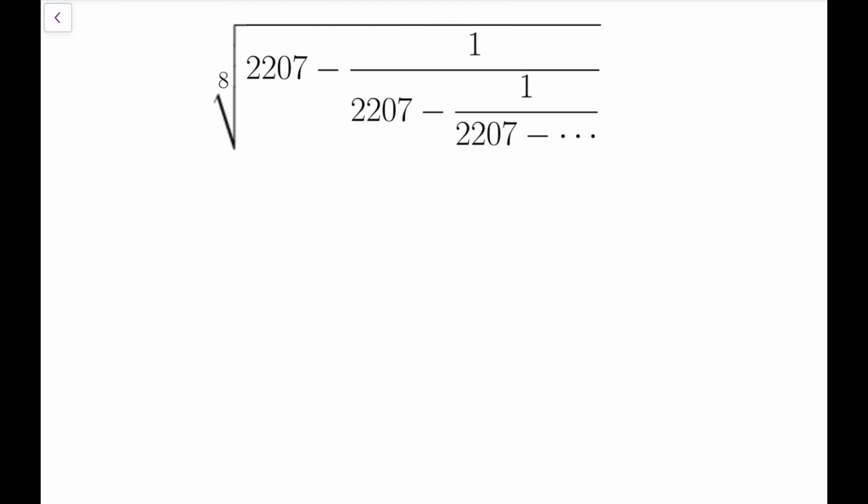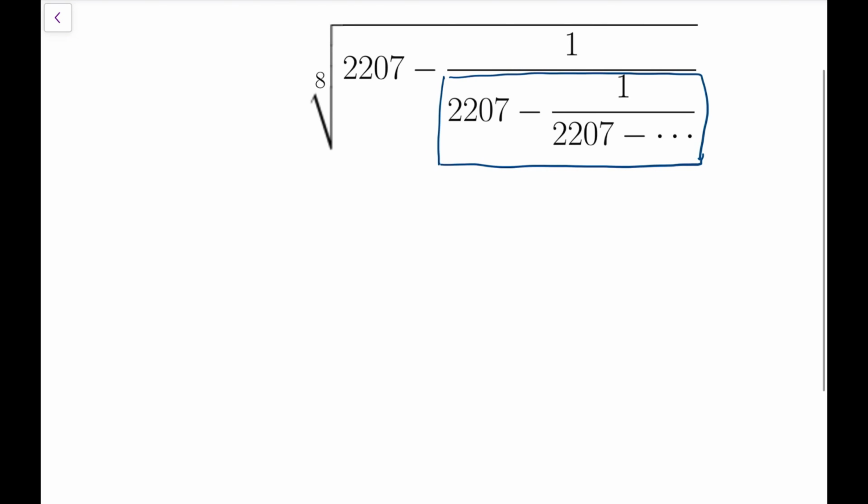This problem involves an infinite continued fraction. The key to solve problems related to this is to write part of the expression, claim this to be equal to the entire infinite continued fraction. But this can only work if we remove the 8th root. So what I'm going to do is to, let's say, x equal to this entire expression.